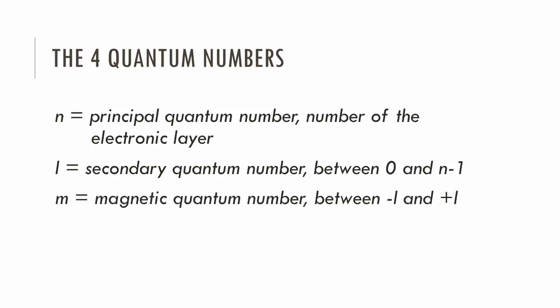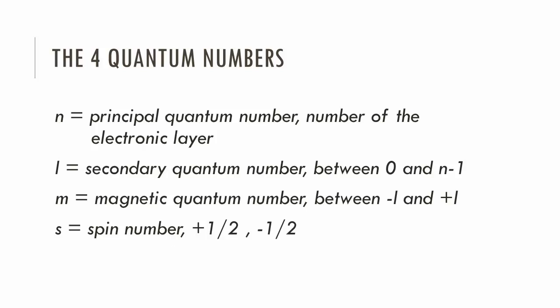M is always found between positive L and negative L, and specifies the directionality of the orbital, if there is any. Finally, S represents the spin of the electron, either positive a half or negative a half. With this information, we can see that it's important to always start by finding n, and then finding the other quantum numbers one after another, since each quantum number depends on the ones before it.